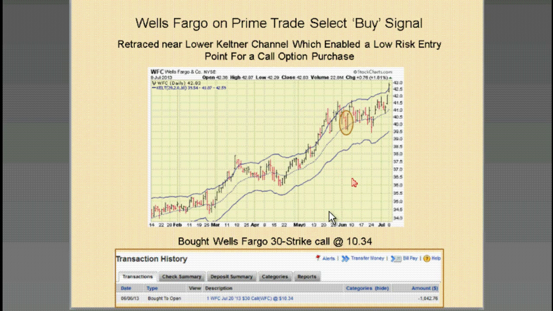Here's another example. This is for Wells Fargo, and Wells Fargo is getting a little overbought right here when it was trading above the upper Keltner channel, so I waited to retrace to the middle channel and went ahead and bought an option.